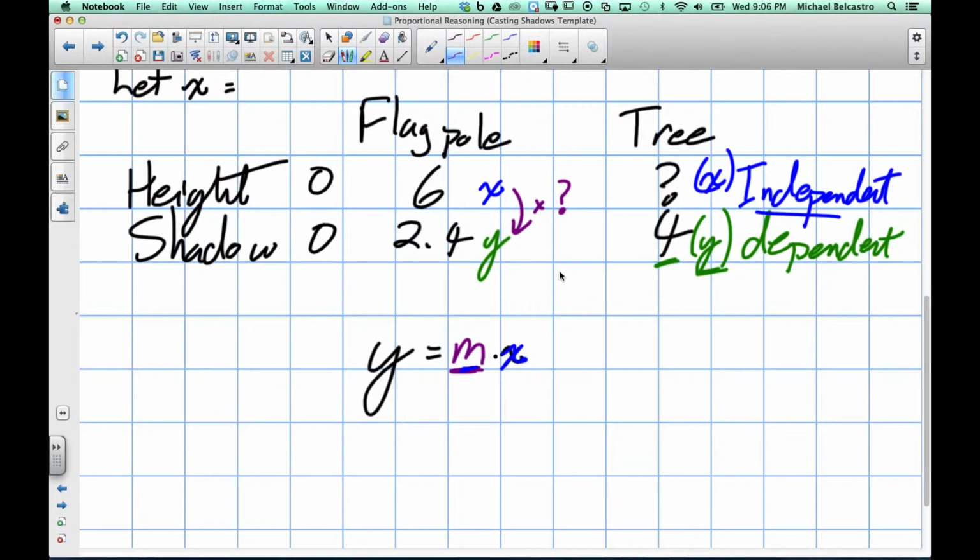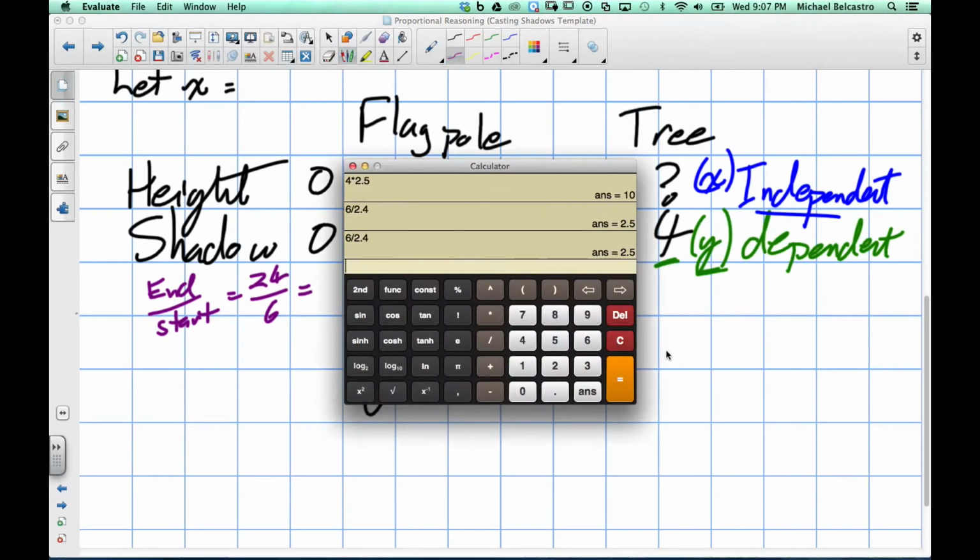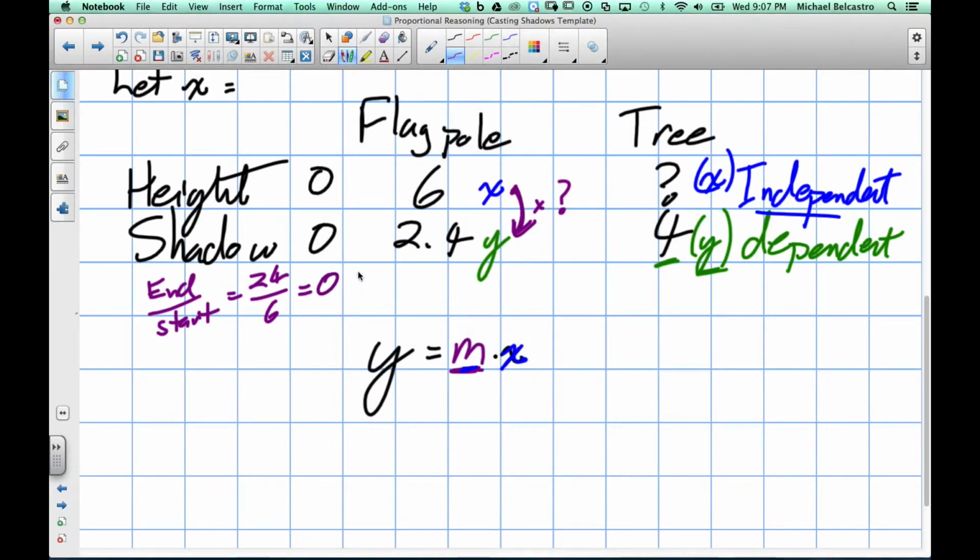Okay, and in order to figure that out, we'll take our 6 and we will divide it into our 2.4. So one way of looking at it is, if we're using an arrow to get somewhere, take our ending value divided by our starting value. Okay, so our ending was our 2.4, and we divide it by 6, and this will give us our rate here, 2.4 divided by 6. 2.4 divided by 6 gives us 0.4. Okay, so our m, in this case, all these things are equal, is 0.4.